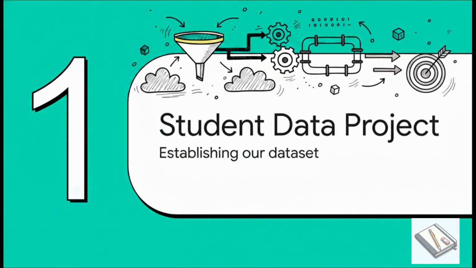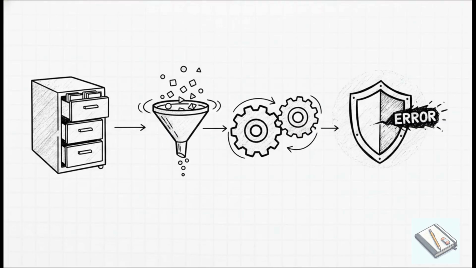The student data project. We are going to build a functional program that does 4 specific things. It needs to store student data, filter it based on certain conditions, transform that data to get exactly what we need, and, this is a big one, handle null values safely. Because let's face it, real-world data is rarely ever perfect.